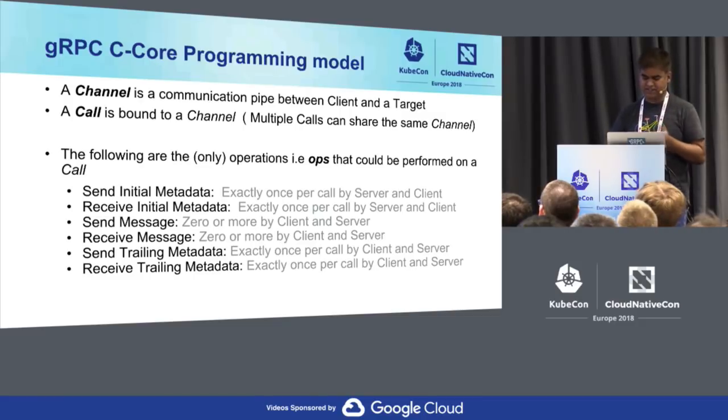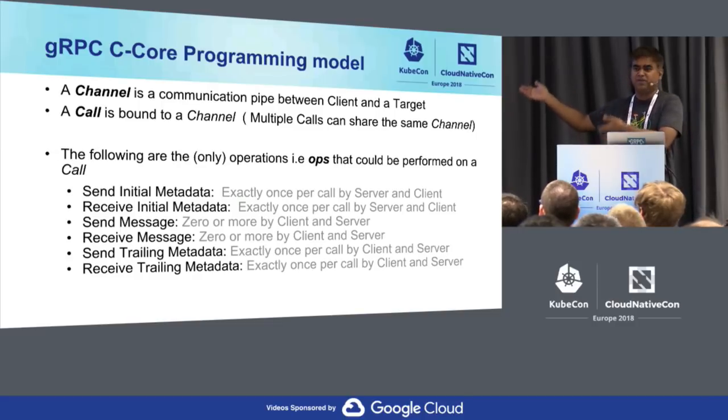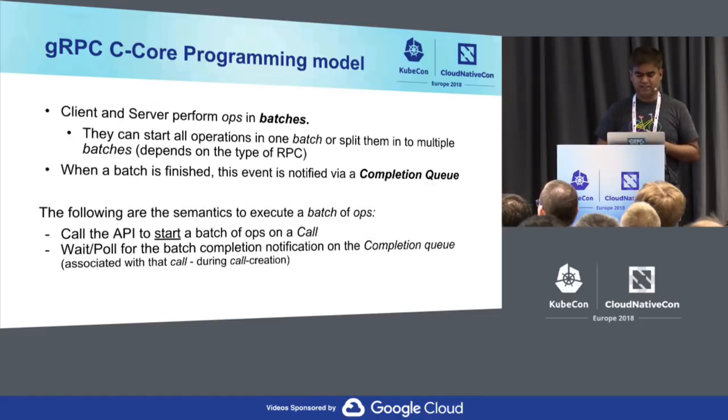I'll talk about it in the next slide. So really core, when you're talking at the core API, all you're really doing is these operations on a call. The so-called unary RPC and the streaming RPC abstractions that the higher wrap languages provide are really composed of these low-level operations. We'll look at that a little.